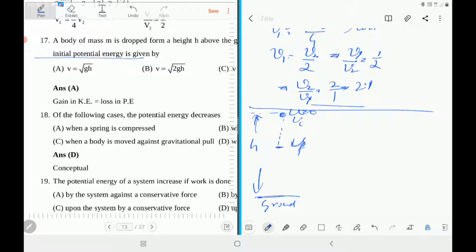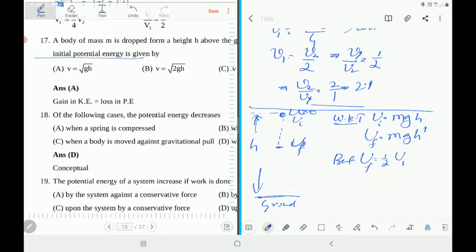Now let us write, we all know the potential energy formula. Potential energy Ui, initial, when height is h, is mgh. When it has fallen through a certain height, final energy is m into g into h dash. You don't know what that h dash is. But given in the problem, potential energy after it has fallen a certain height is half of the initial value. That is given here.